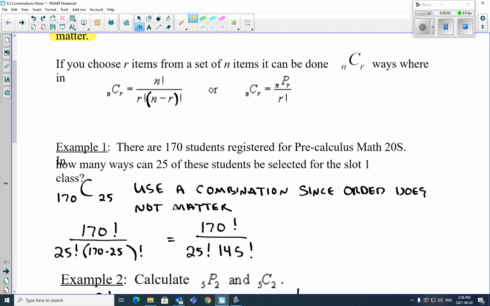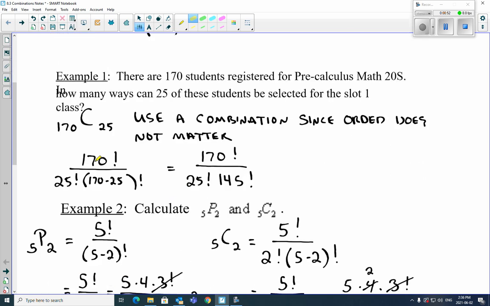And then all we do is plug the numbers right into the formula: 170 factorial over 25 factorial and 170 minus 25 factorial. We get this big old number here. Now you stop there, right? Because you actually can't do that calculation because the number would be so large. We can just leave it in that form.